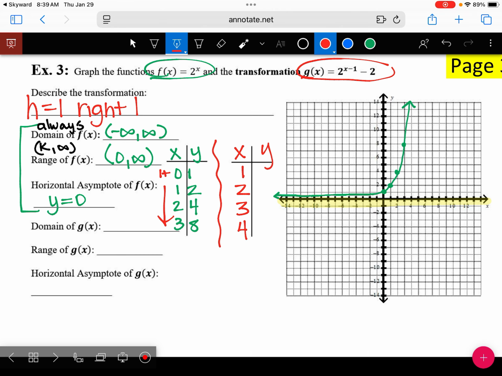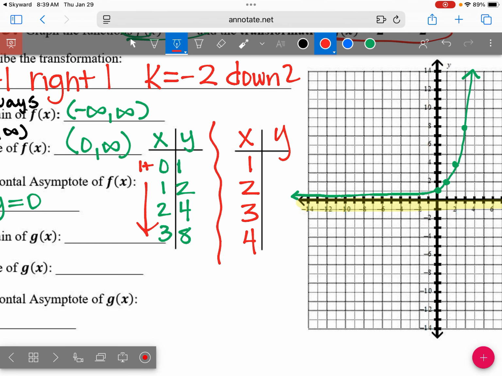Now, k changes y. K is in the backyard. K is -2, which is going to move this graph down 2. So I want you to take these 4 numbers and subtract 2. So I got 1 minus 2, -1. 2 minus 2, 0. 4 minus 2, 2. 8 minus 2, 6.